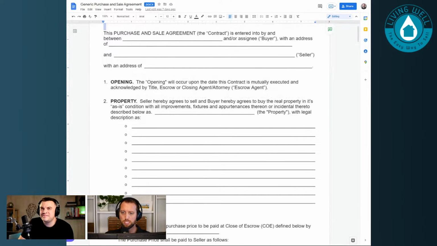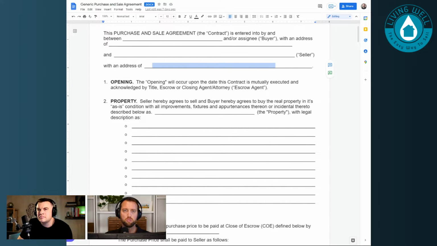So it's going to say who this is between. So this is between the two parties. The contract is between the assignee or signer, so the buyer, sorry, using the wrong phrase. The buyer is going to be here and the seller. It just needs to be really clear who's buying, who's selling, and what is being sold. So with an address, this is going to be your just regular street address.